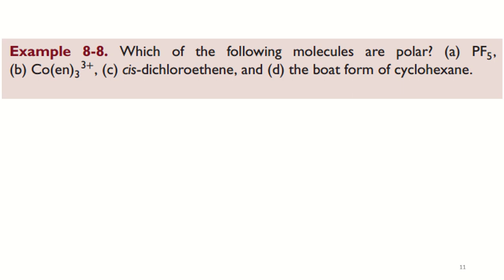For example, first of all, we should talk about PF5, phosphorus pentafluoride. Its geometry is trigonal bipyramidal, and there are many rotations, like C3 and different C2, and sigma h, sigma v, but there is no inversion. So the point group would be D3h.